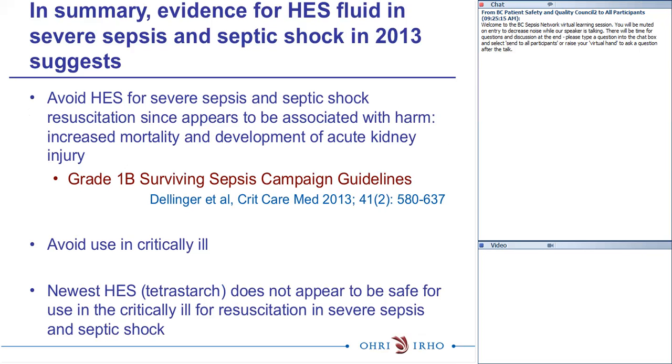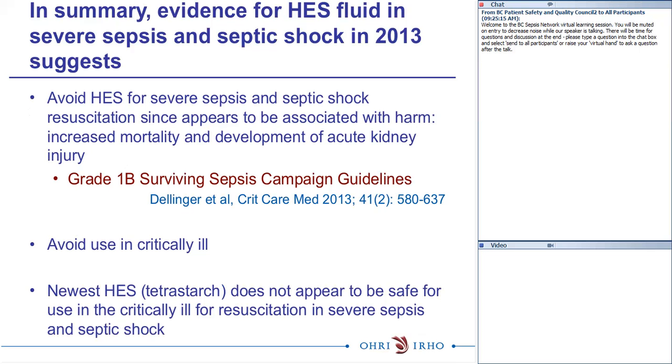So in summary then, with regard to the starch story for severe sepsis and septic shock in 2013, it is best to avoid using it as a resuscitation fluid due to its increased risk of death and development of acute kidney injury, and this is supported as a grade 1B rating from the Surviving Sepsis guidelines that were just recently updated. For now, I'd avoid using it as a general resuscitation fluid in the critically ill due to the CHEST data.